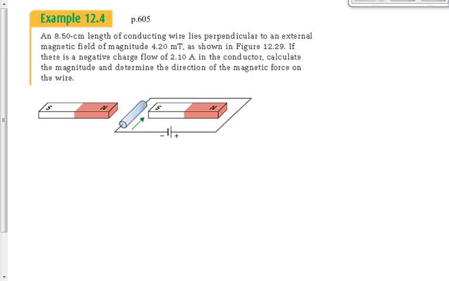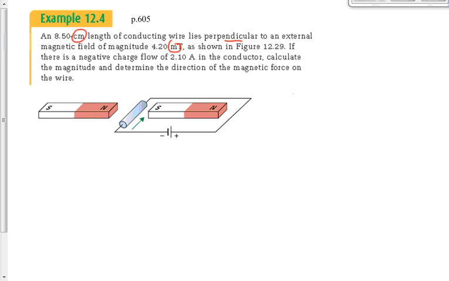One example, and that'll be it for this topic here. It says an 8.5 centimeter length of conducting wire. We're going to circle that because we want to be in meters, right? We always want to be in meters. Lies perpendicular, that's good, perpendicular. Everything that we've learned applies because the wire is perpendicular to the external magnetic field. The magnetic field is 4.2 millitesla. We want to circle that as well because we want to be in Tesla. Current is 2.10 amps. What's the magnitude and the direction of the magnetic force on the wire?